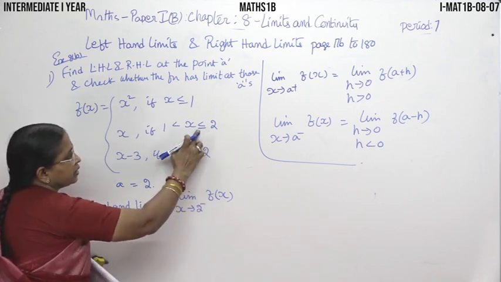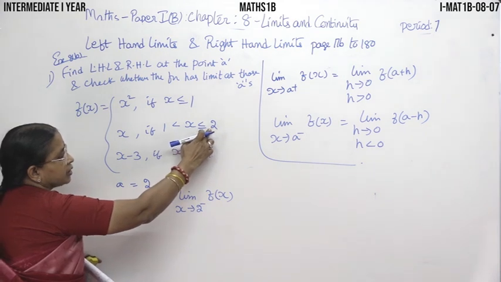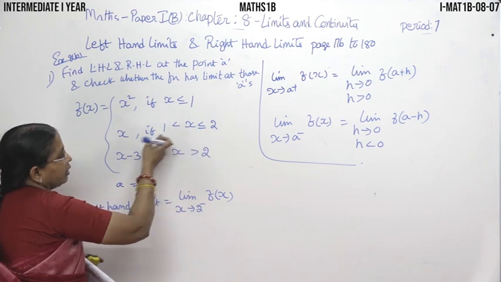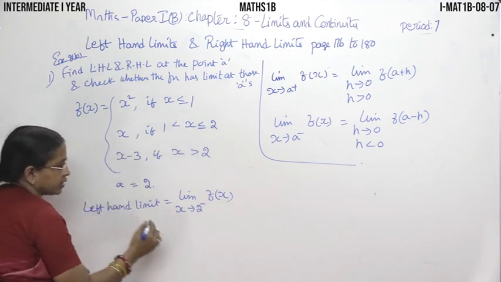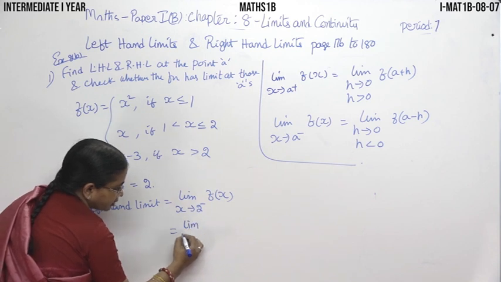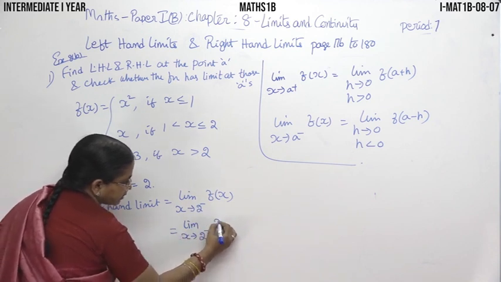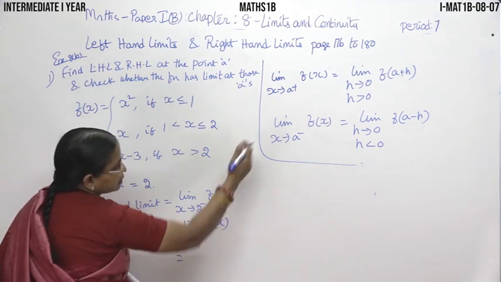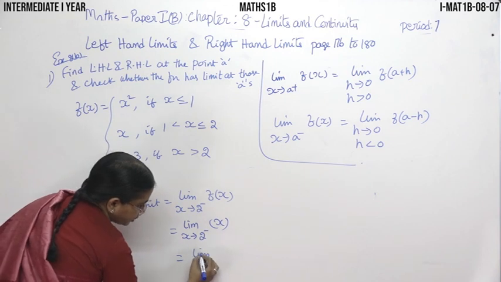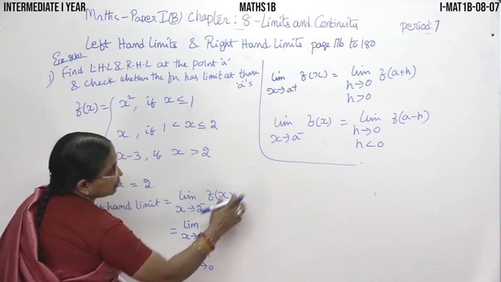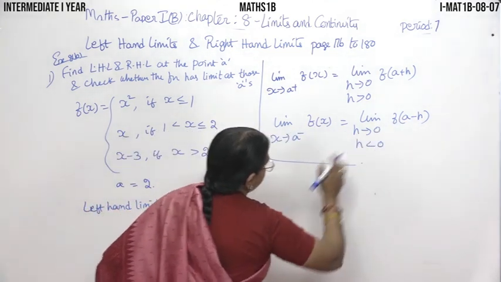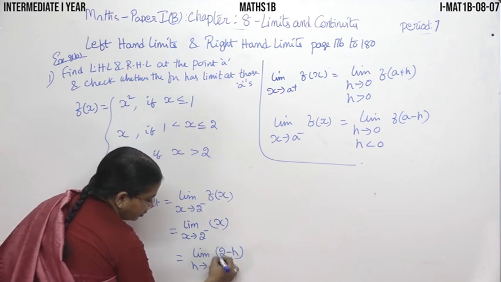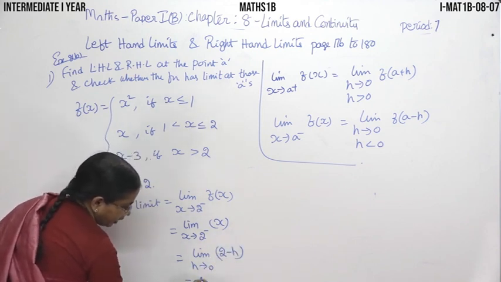So here it is in this interval. Less than 2 and nearer to 2 means 1.99. They are all in this interval only. So you must take the function definition as x. So it is limit x tending to 2 minus of x. Our function value is x here. Now use this definition: limit h tending to 0 of x. In the place of x, what should I write? A minus h. What is A? 2. So I should write 2 minus h. Substitute h as 0. So the limit value is 2.